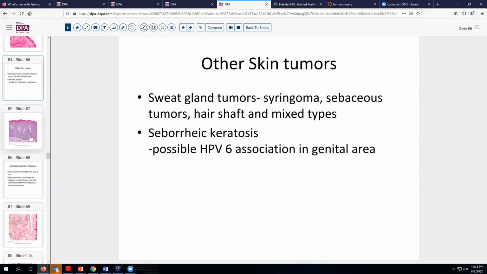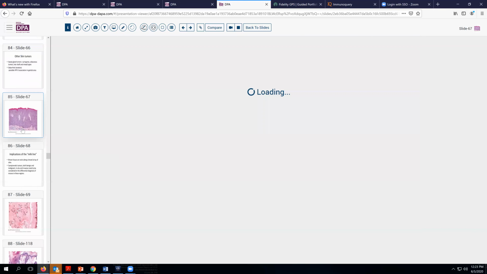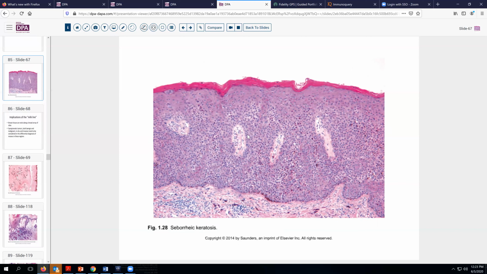Now, there are other skin tumors that you can encounter here. Of course, sweat gland tumors like syringoma, hair shaft tumors, mixed tumor, and seborrheic keratosis. Some of these have actually been found to be associated with HPV-6. So that's an interesting association and may occasionally make the differentiation between a condyloma and a seborrheic keratosis somewhat challenging. So here's a nice example of a seborrheic keratosis.